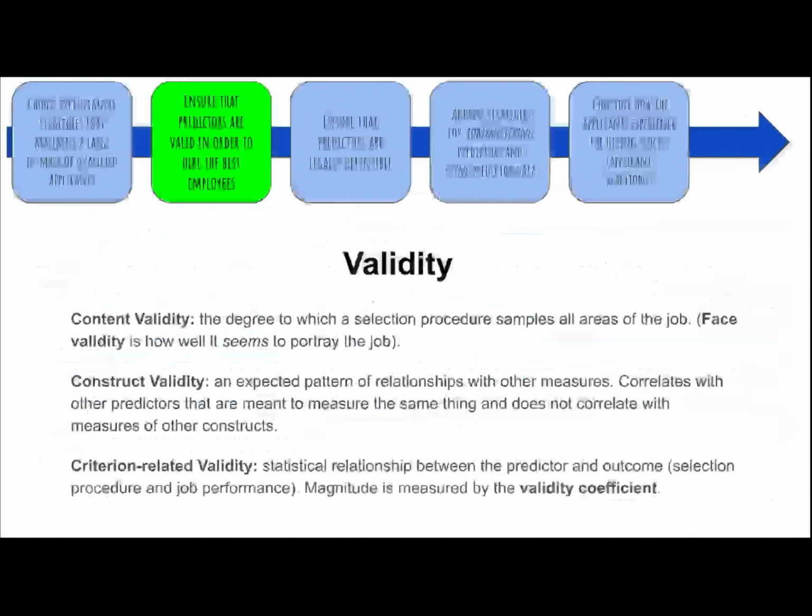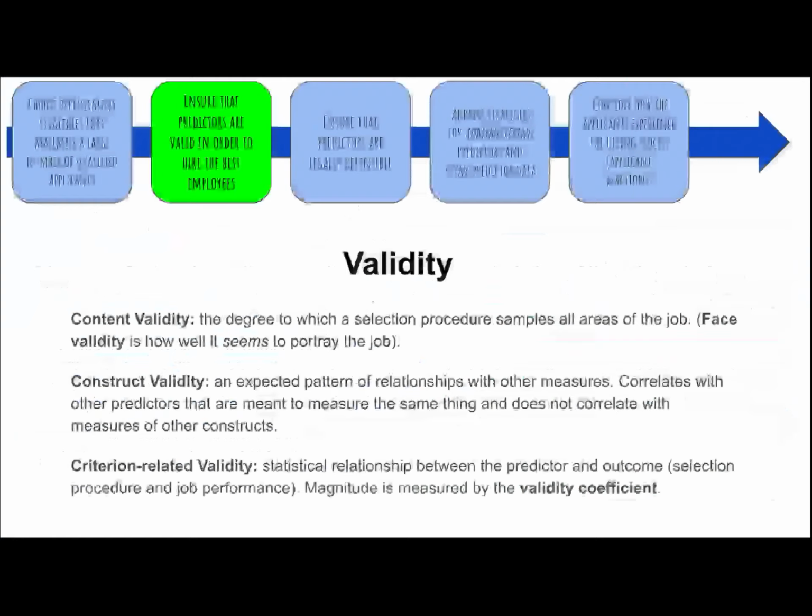Now let's discuss validity. This is very important for selection procedures to be valid. There are 3 different types of validity as we discussed in chapter 2. Feel free to go back and watch this part of the chapter 2 video, but I'm going to review it now. Content validity is the degree to which a selection procedure samples all areas of the job. So content validity means it represents all of the content, all of the parts of it.